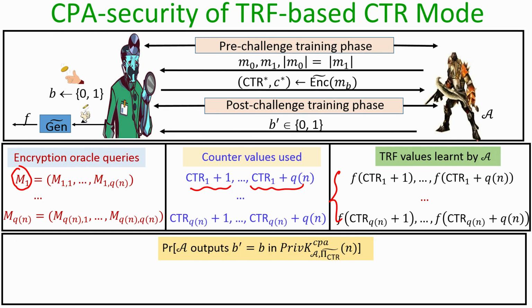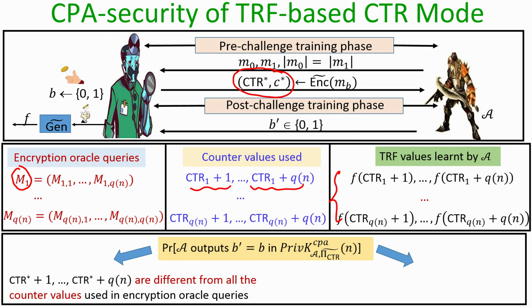Now, our goal is to analyze what is the success probability of this adversary in identifying whether this challenge ciphertext is an encryption of the message M0 or whether it is an encryption of M1. And we can split this overall probability into the summation of two probabilities.